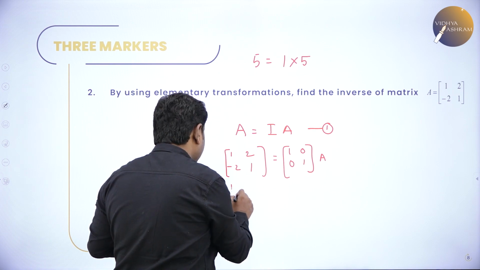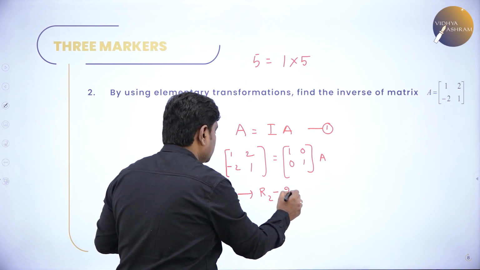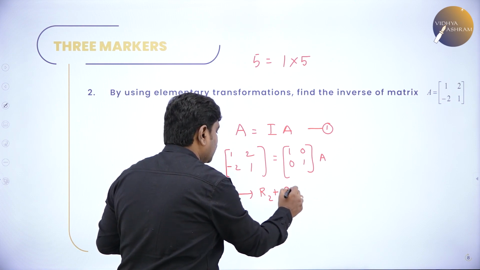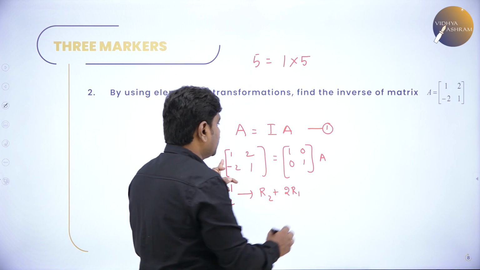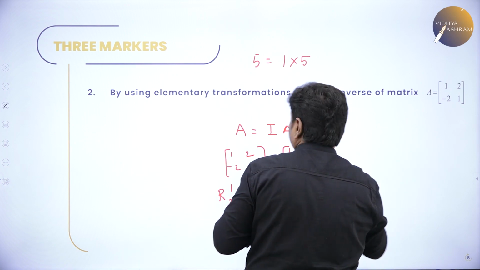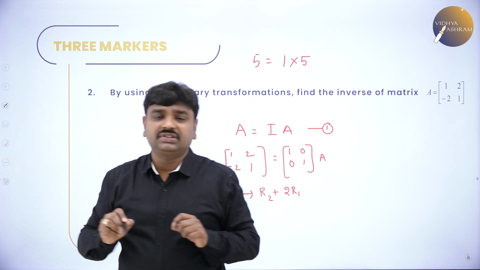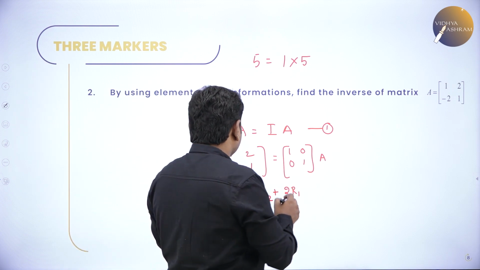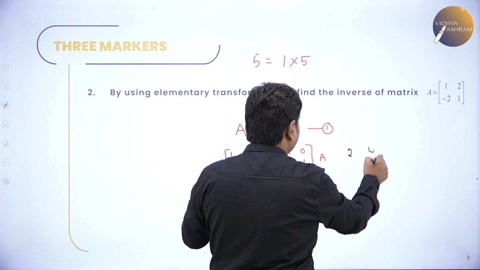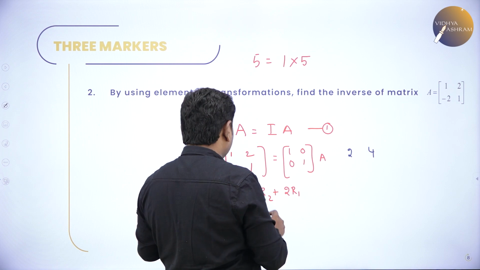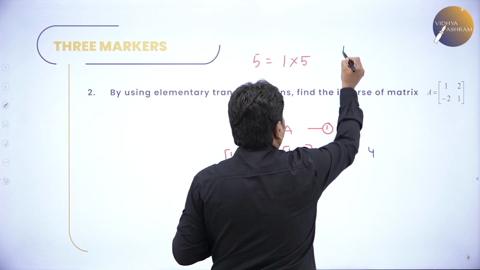So R2 dash, I'll write it as R2 plus 2 times R1. If I multiply 2 to this, it will become 2. The first row I am multiplying by 2. What I am writing in blue pen is actually not required, you need not write it, it is just to make you understand. The first row, you can see, multiply this with 2. 2 ones are 2, 2 twos are 4. So now we need to do R2. I am adding because I want 0 here. My target is 1 here, I got it.